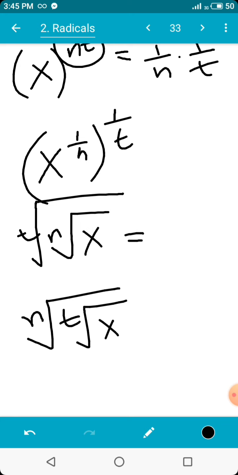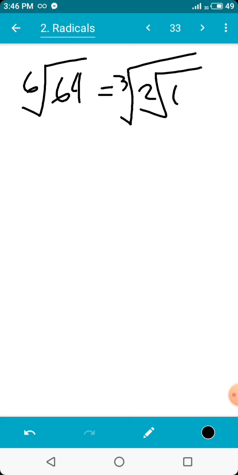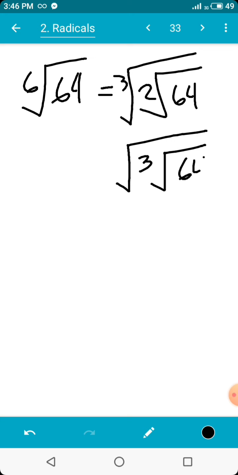Okay? So, let's have example for that, para mas intindihan natin siya. Okay, so we have here 6 root of 64. According sa rule number 4, pwede natin i-break down yung root natin. Yung factor ng 6, it could be 2 and 3, right? So, we can write it like this: cube root of square root of 64, okay? Or, pwede rin nating isulat na square root of cube root of 64.